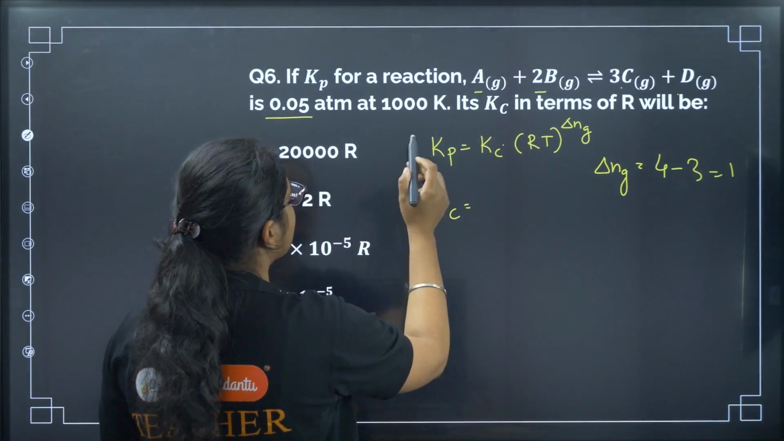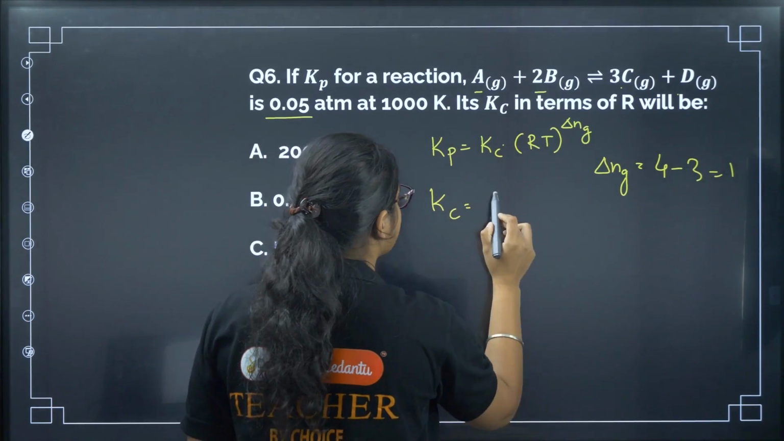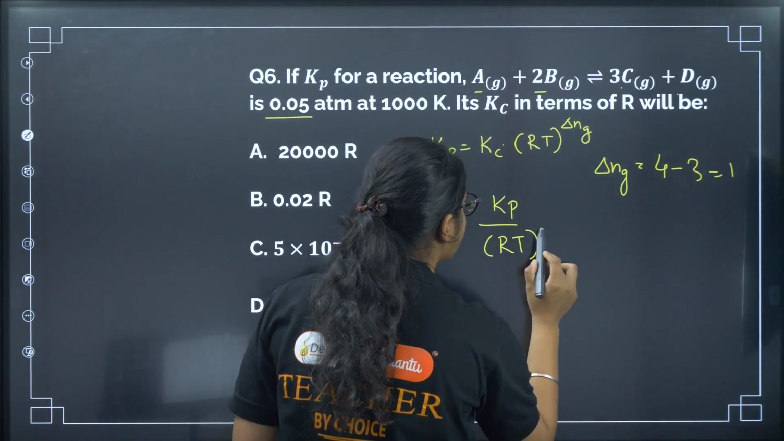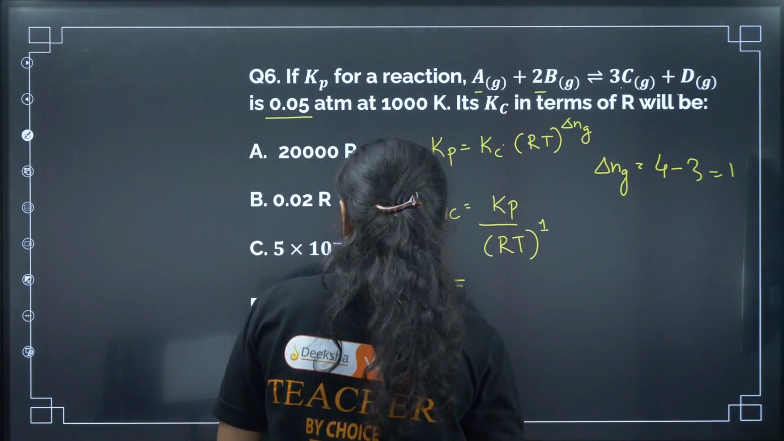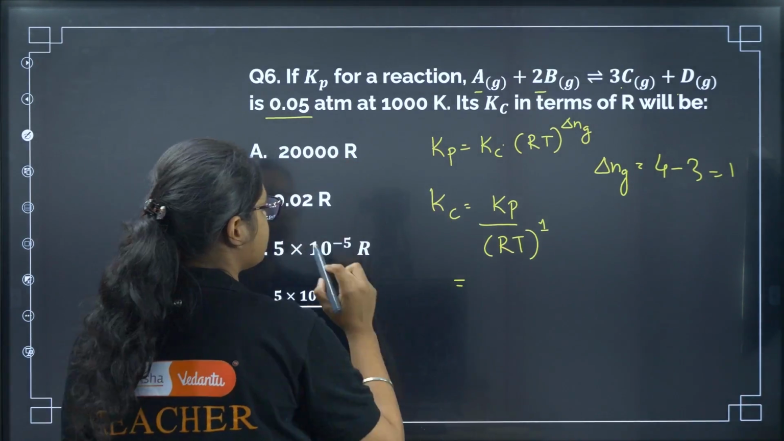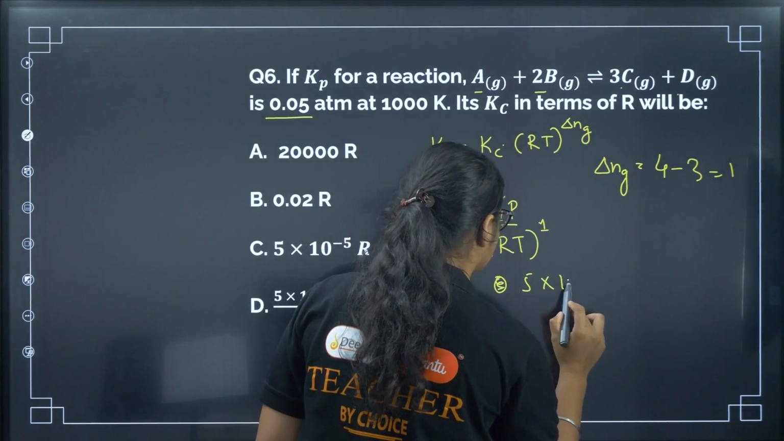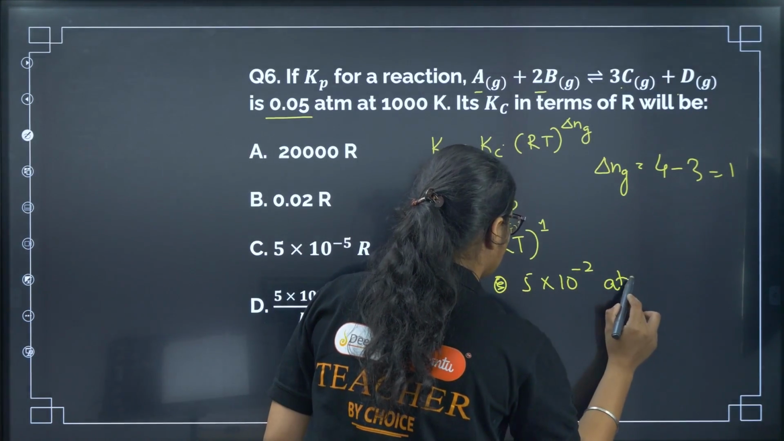We have to calculate its Kc in terms of R. Kc will be equal to Kp by RT to the power of delta Ng, which is 1, right? Now, if I substitute, the Kp value is 0.05 atm, so I can write it as 5 into 10 to the power of minus 2 atm, right?